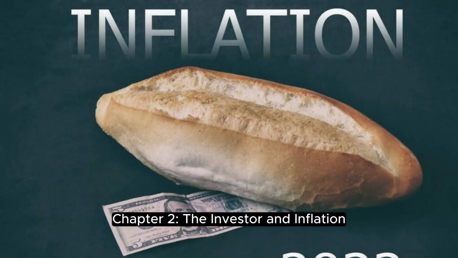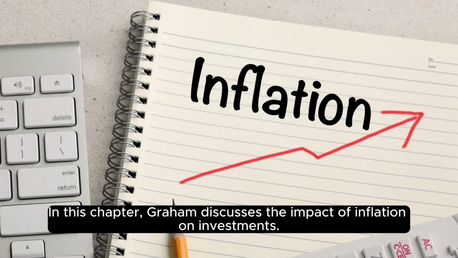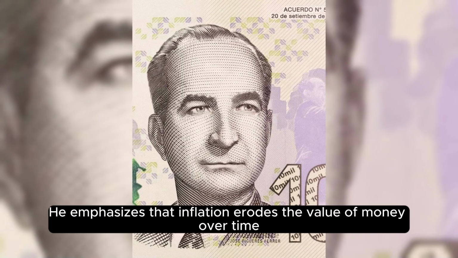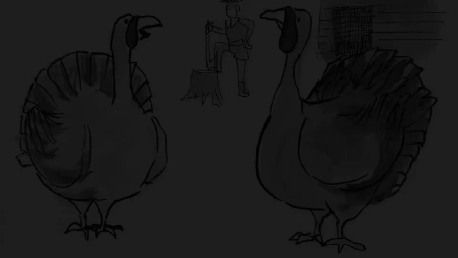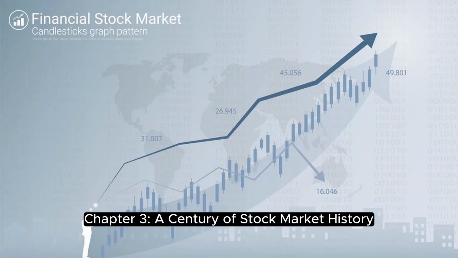Chapter 2: The Investor and Inflation. In this chapter, Graham discusses the impact of inflation on investments. He emphasizes that inflation erodes the value of money over time, and suggests that investors should consider this factor when selecting their investments.